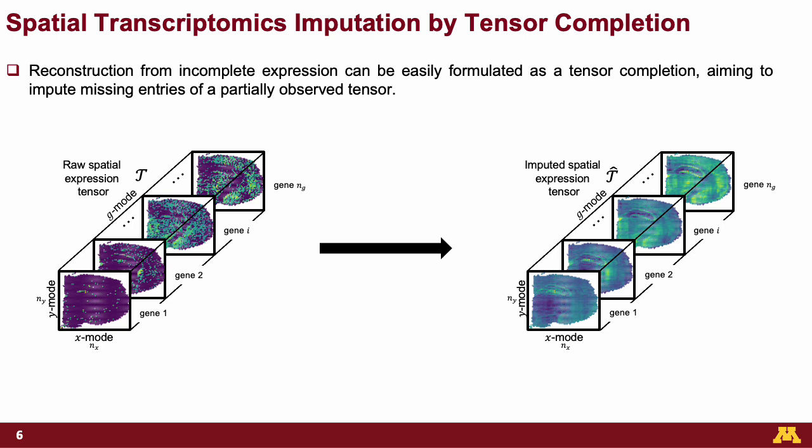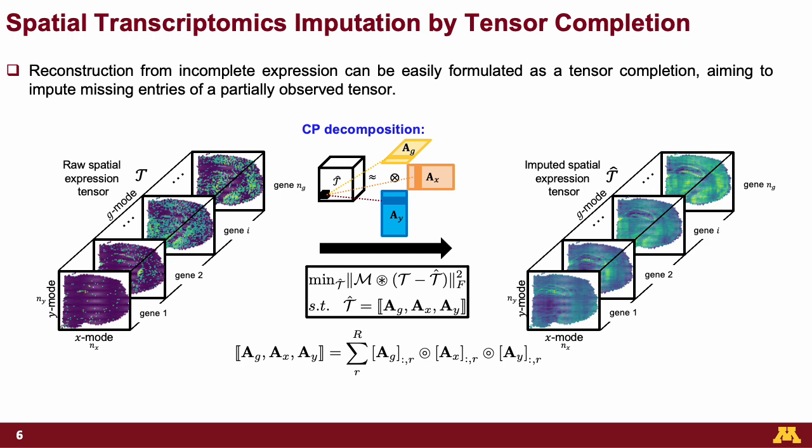By modeling raw spatial transcriptomic data as a tensor, the reconstruction from the incomplete expression can be easily formulated as a tensor completion problem, aiming to impute the missing entries of a partially observed tensor. CP decomposition, as a classic tensor decomposition, learns a linear combination of a compressed representation to reconstruct the observed tensor. However, the interactions in real-world tensors are often nonlinear, and the multilinear system might not be expressive enough to model these complex interactions.